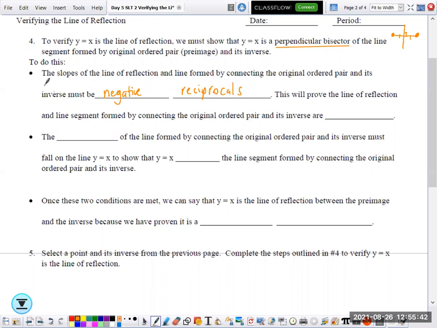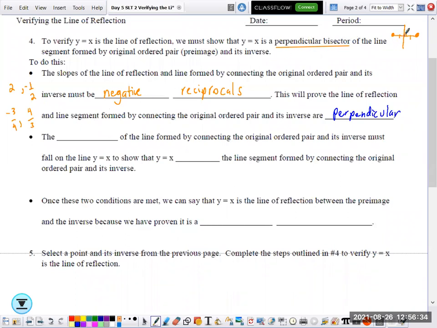reciprocals. For example, if one slope is 2, the other slope would have to be negative 1/2. If one slope was negative 3/4, the other slope would have to be positive 4/3. These are examples of negative reciprocals. This will prove the line of reflection and the line segment formed by connecting the original ordered pair and its inverse are perpendicular. So we're coming up with a plan. How are we algebraically going to show that y equals x is the line of reflection? The first thing we're going to do is find the 2 slopes, and that will show that they are perpendicular. And then, again, it's the perpendicular bisector.